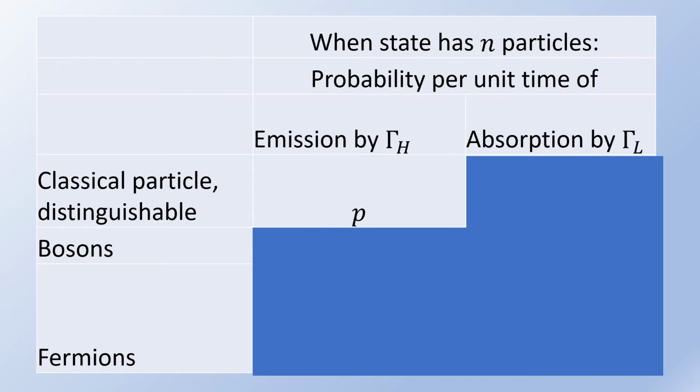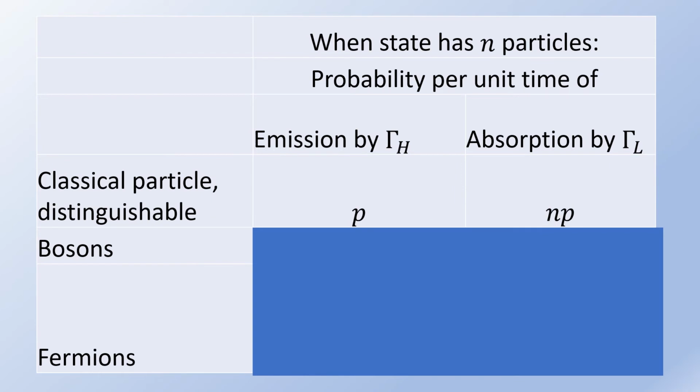Now, as intuition would suggest, the probability of gamma H emitting a classical particle into the state would not change with the number of particles already present. So this probability is P. Now, if a forward process has probability P, the backward process has the same probability. With n particles in the state, there are n choices for the absorption process, and so the absorption probability is n times P.